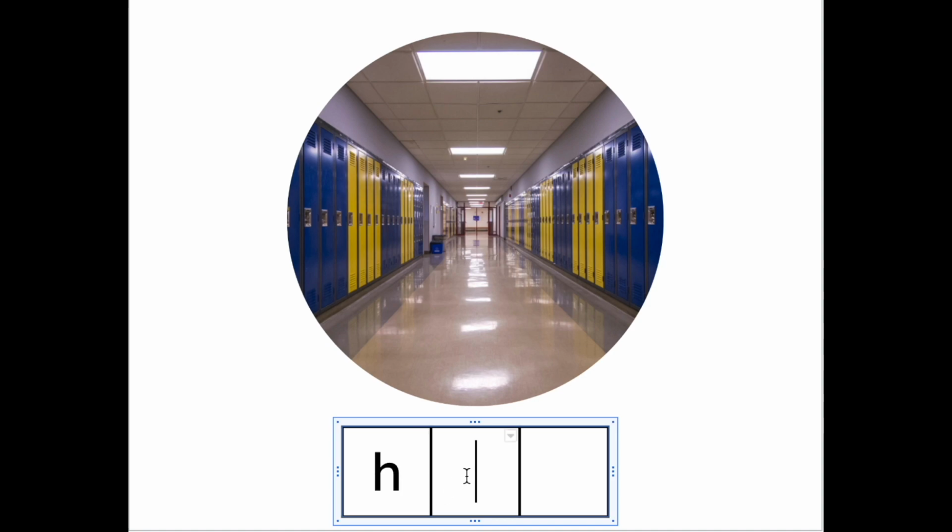H. Nice job. What's the second sound you hear in the word haul? Ah. What letter makes the ah sound? The letter A. And what's the last sound you hear in the word haul? Ul. That's the L. We need 2 of them because of the floss rule. The L's are making the ul sound and they're making A say ah.